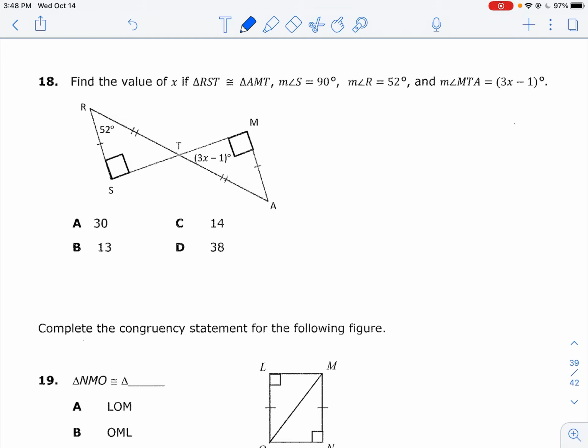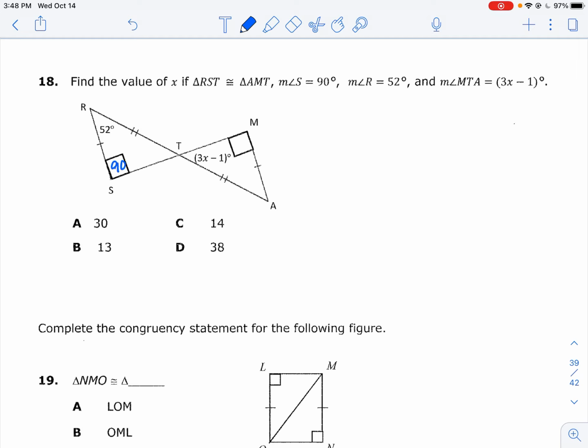In this video, we're going to work through the second half of the Unit 4 first half review. Let's start with problem number 18. It says find the value of x if RST is congruent to triangle AMT. The measure of angle S is 90, so this guy is 90. And the measure of angle R is 52. The measure of angle MTA is 3x minus 1.